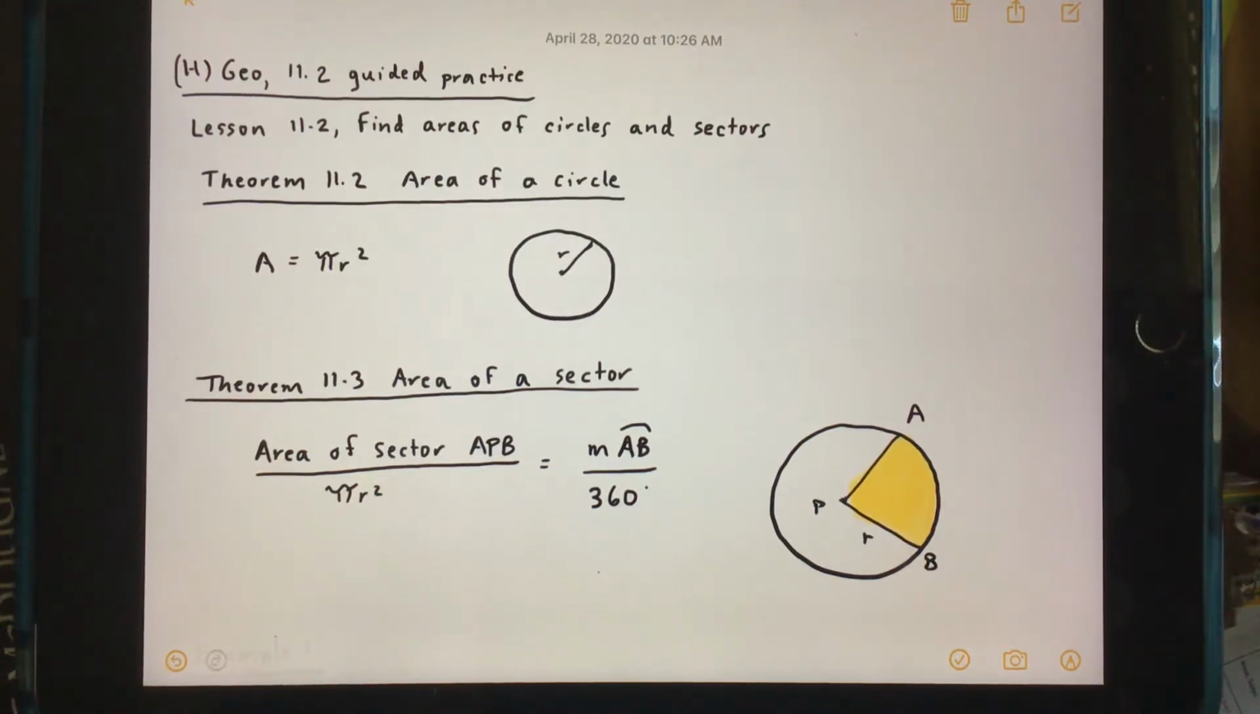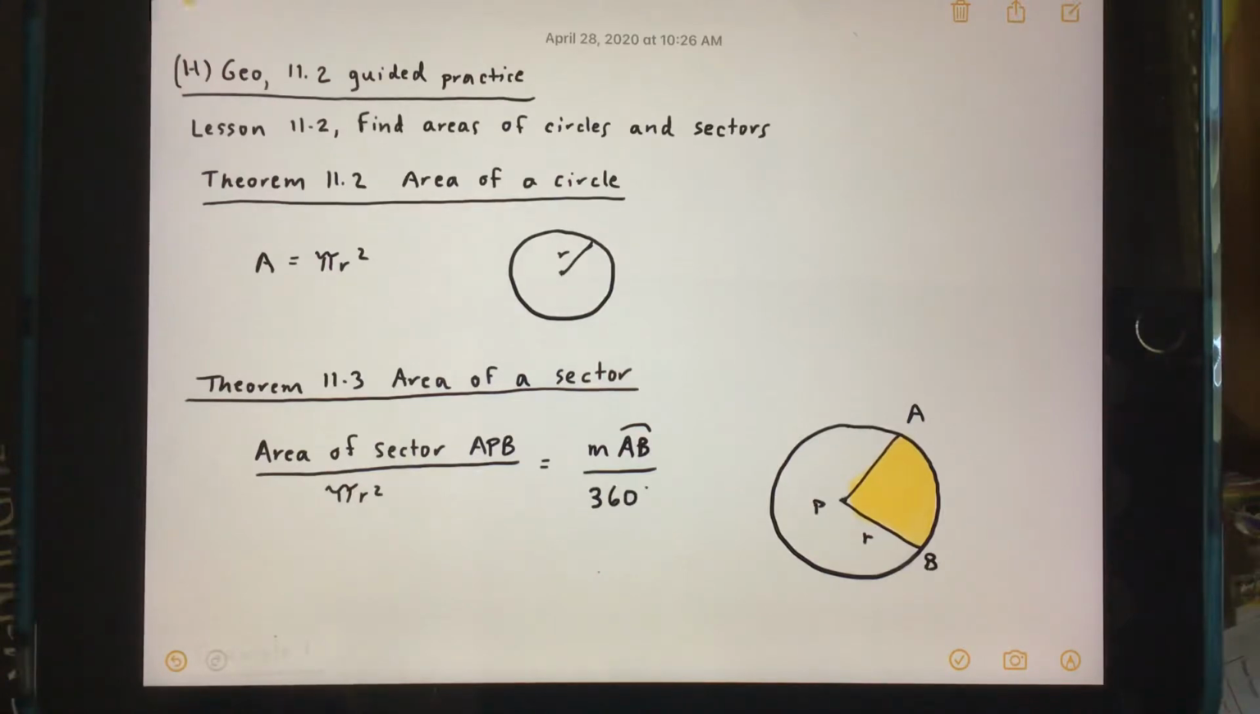Hello, geometry classes. We are working now through our lessons dealing with the circumferences of our circles, the areas of our circles, the areas of our sectors, the length of our arcs. So on this lesson, we're going to start with some theorems to help us answer some of those questions. The first theorem you're probably pretty familiar with.